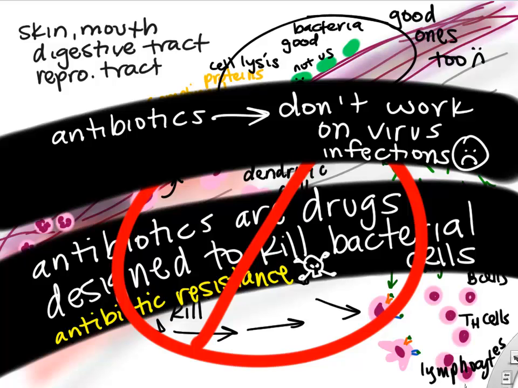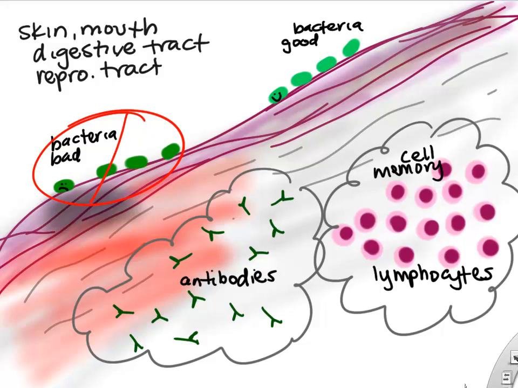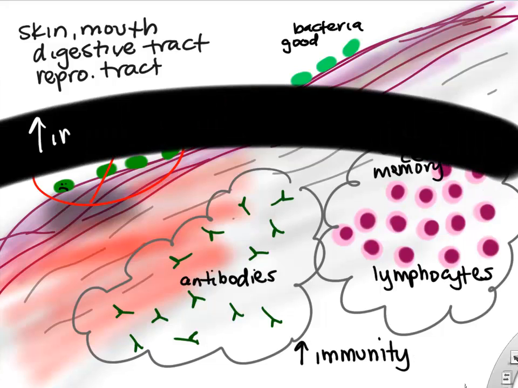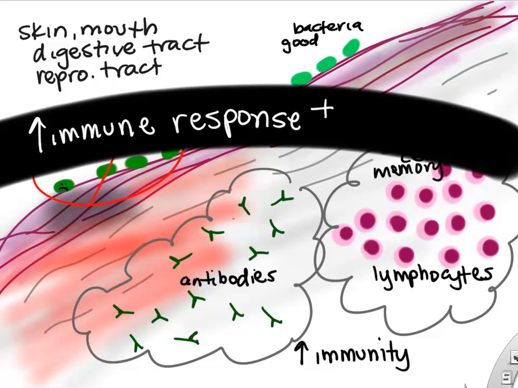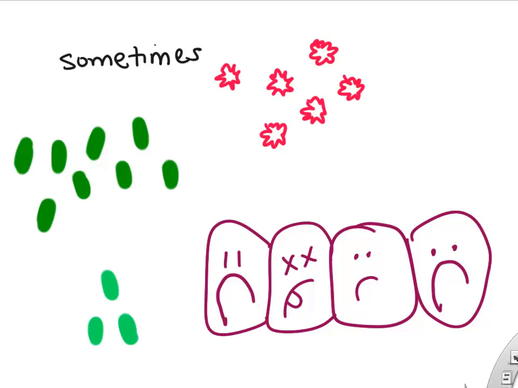by antibiotics. One thing to keep in mind is once you've activated your immune system, those antibodies can continue to be made for months or years, as well as those memory cells existing. So you'll have an increased immune response anytime you get a second infection with the same pathogen.